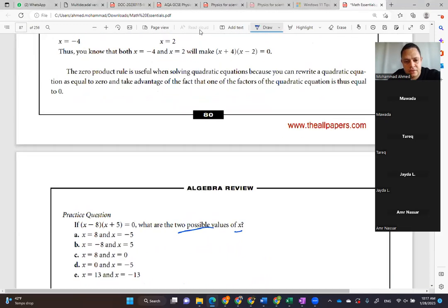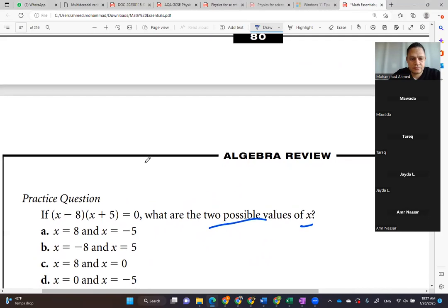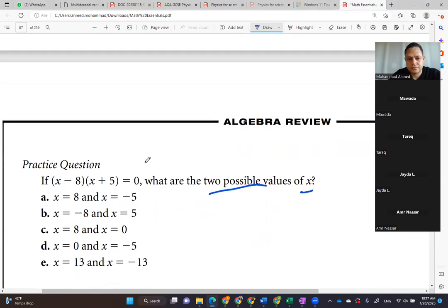We need my screen zooming over here. Okay, are you receiving your answers? Rahaf, Mahmoud, Jaida, Rufaida, Amina, perfect. Don't send your answer to everyone.